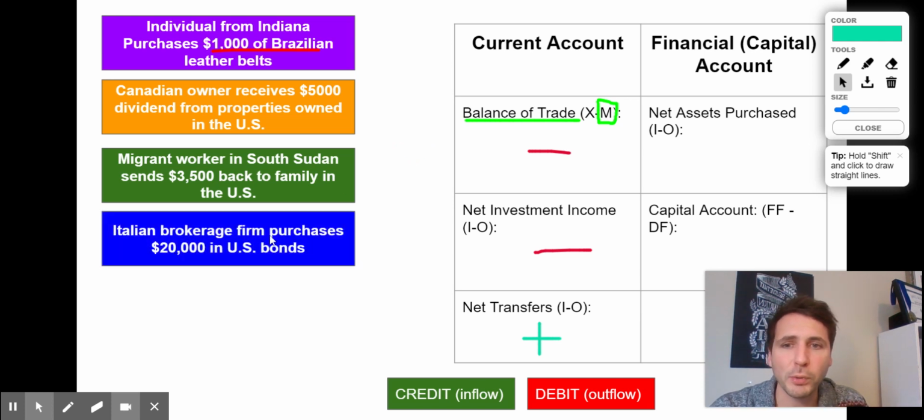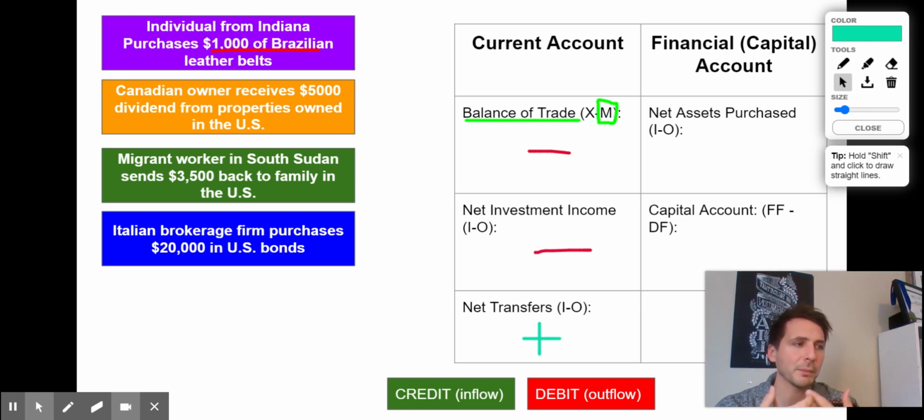All right, an Italian brokerage firm purchases $20,000 in US bonds. What's this? This is net assets purchased. Net assets purchased means we bought, or the Italians bought, American bonds, a bunch of them. Is that inflow or outflow?